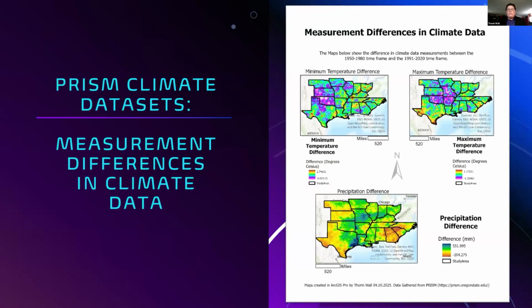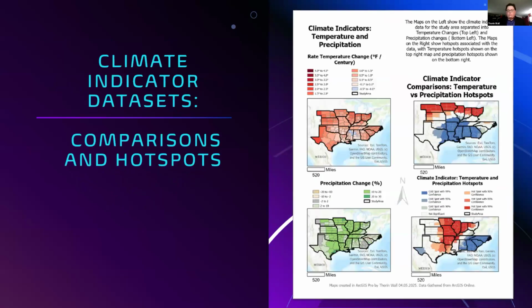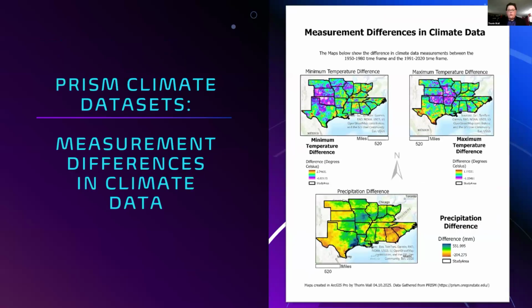So I used the raster calculator to do a difference measurement for these climate factors. And I found that there was a decrease in temperature for minimum temperature, largely in Oklahoma and Kansas.